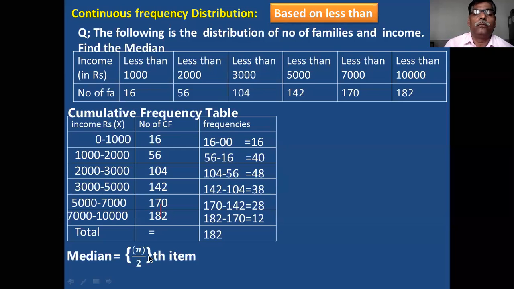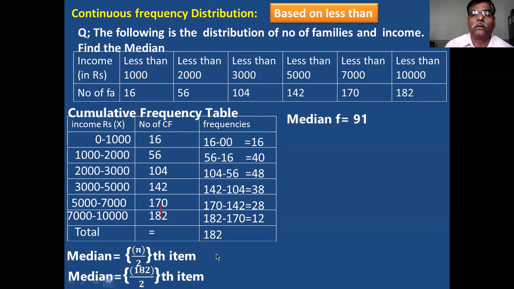Median class, median item, n divided by 2 item. N divided by 2 means 182 is the total. 182 divided by 2 is equal to 91. Okay, 91. Where the 91 comes, that is called as median class. In the cumulative frequency, you see the 91. In the cumulative frequency, 91. 91 number comes in this 104.